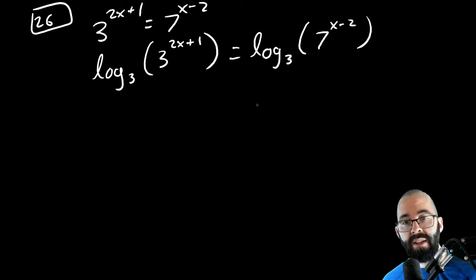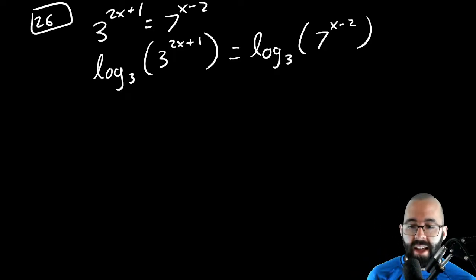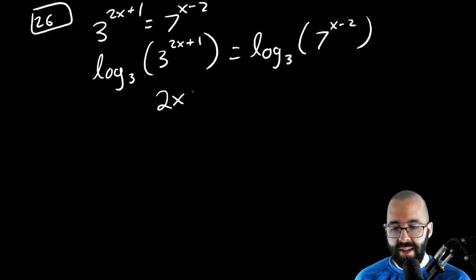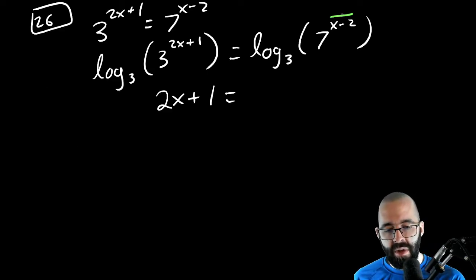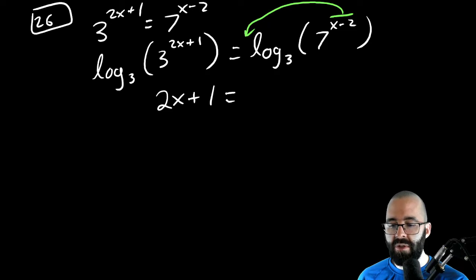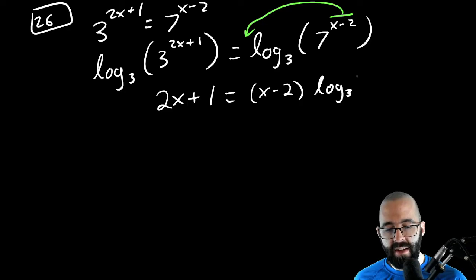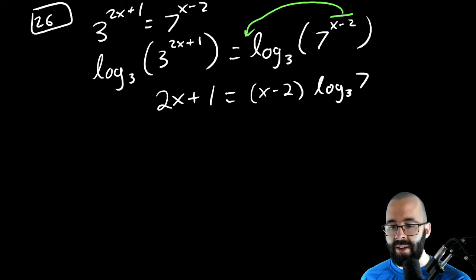So now on the left, we can use that inverse property. On the left, they cancel each other out. We're just left with something really nice. On the right, the inverse property doesn't work because they have different bases. But the entire exponent comes out in front with the power rule. This becomes x minus 2 times log base 3 of 7. Now we need to get all the x's on one side and all the numbers on the other, because this is a linear equation.